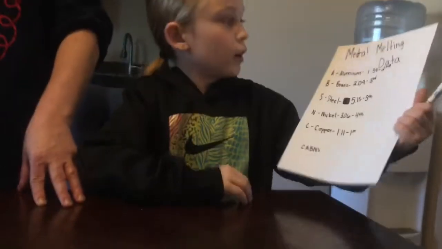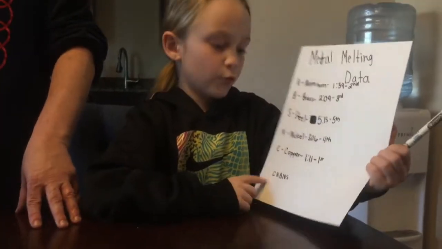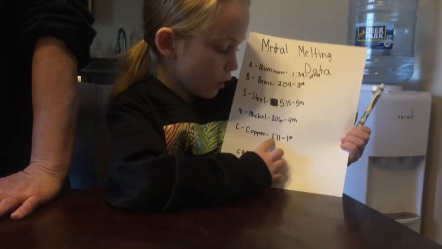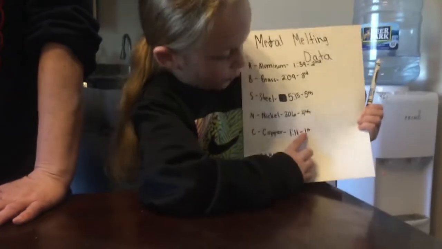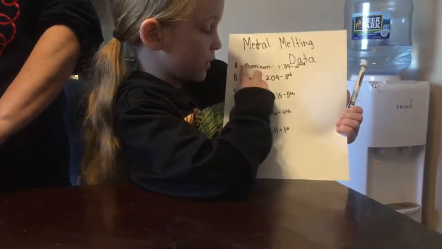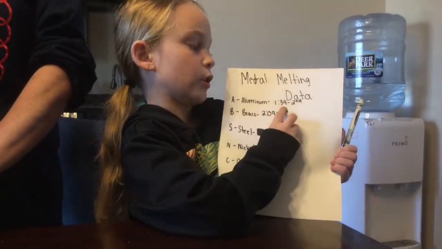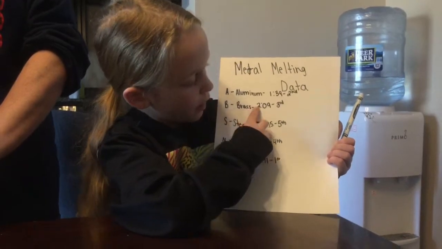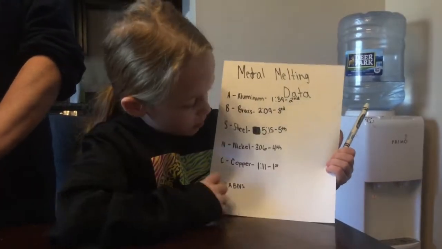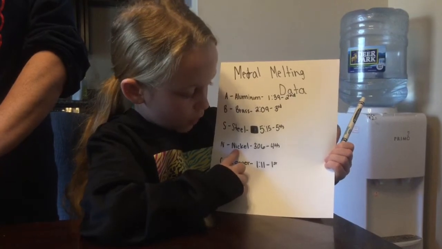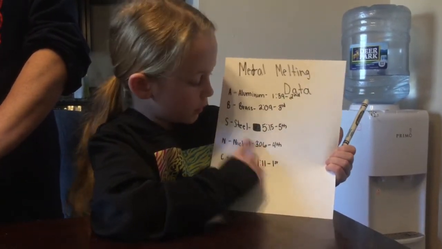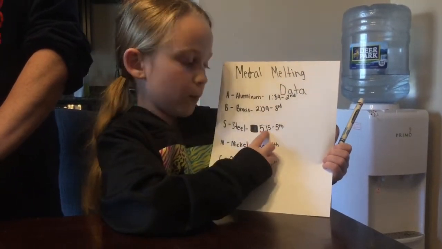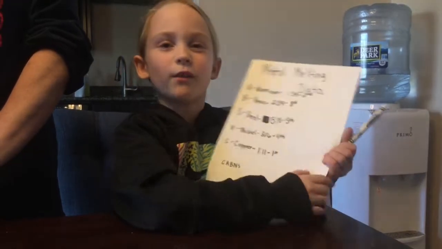Okay, so metal melting data. The first one that melted was the copper at 1 minute and 11 seconds. The second one that melted was the aluminum at 1 minute and 39 seconds. The third one that melted was the brass at 2 minutes and 9 seconds. The fourth one that melted was nickel at 3 minutes and 6 seconds. And the last one that melted was the steel at about 5 minutes and 15 seconds.